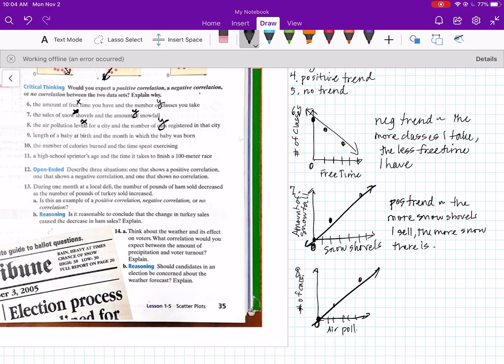So again, what kind of trend do we have going on? There's a positive trend. And I could say something about the more cars in a city, the more air pollution you'll have.